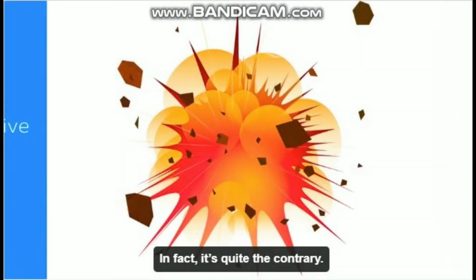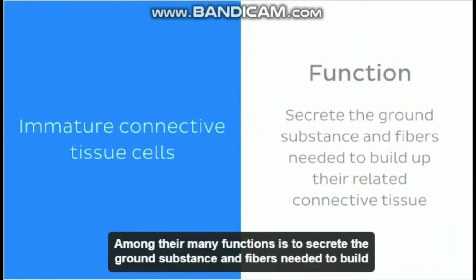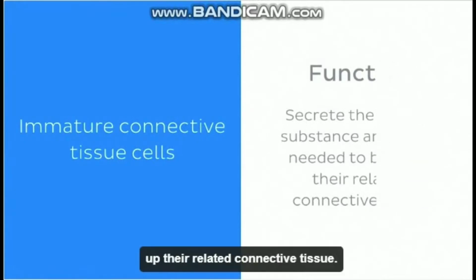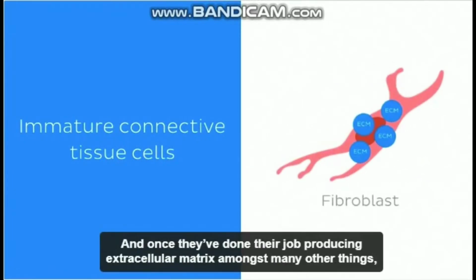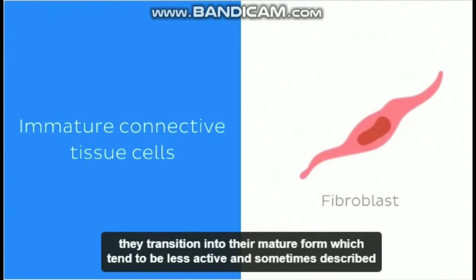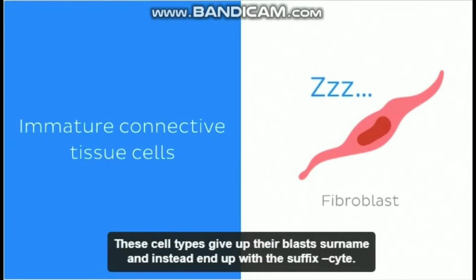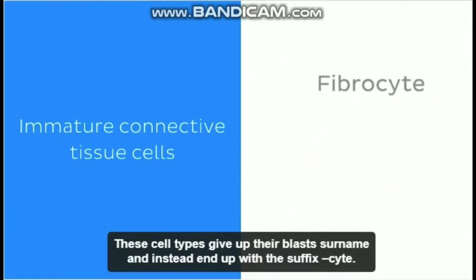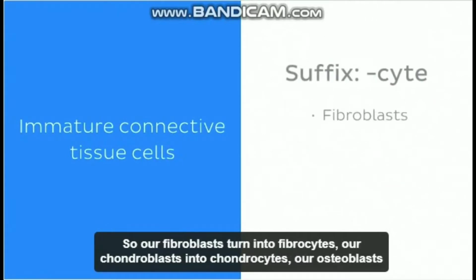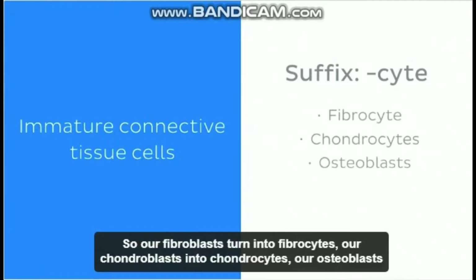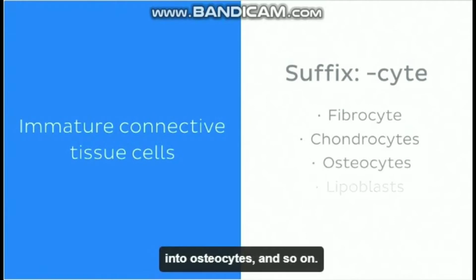In fact, it's quite the contrary. Among their many functions is to secrete the ground substance and fibers needed to build up their related connective tissue. And once they've done their job, producing extracellular matrix amongst many other things, they transition into their mature form, which tend to be less active and sometimes described as resting. These cell types give up their blast surname and instead end up with the suffix -cyte. So our fibroblasts turn into fibrocytes, our chondroblasts into chondrocytes, our osteoblasts into osteocytes, and so on.